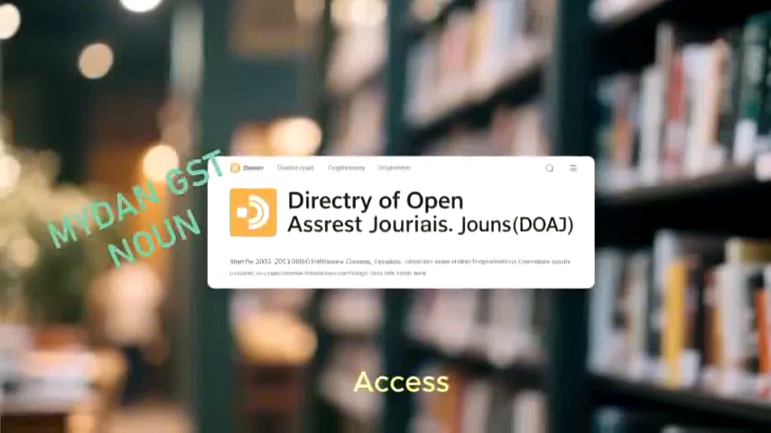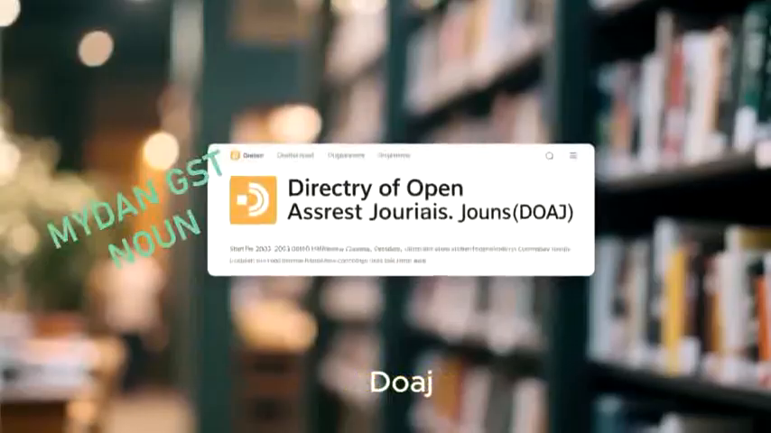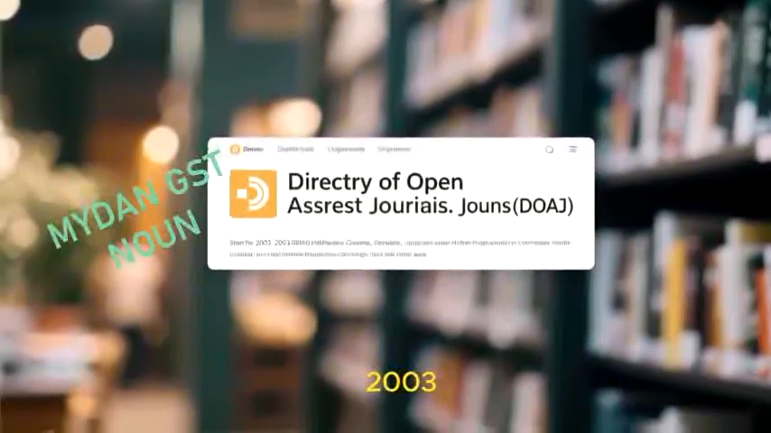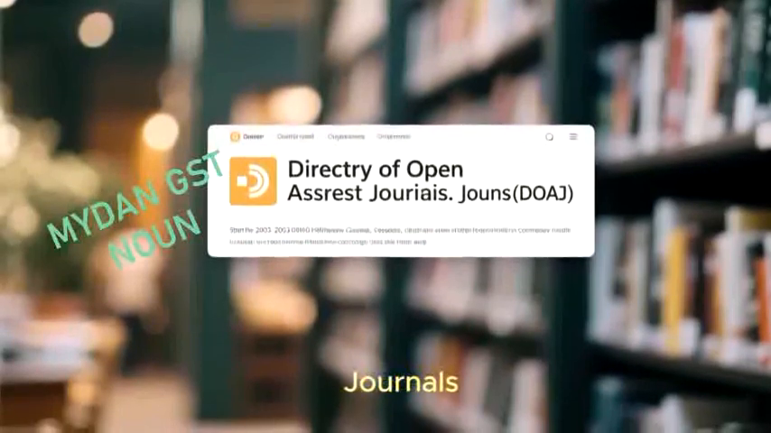Then we have Open Access Journals. The Directory of Open Access Journals, DOAJ, started in 2003 and has grown to contain over 10,000 open access journals.